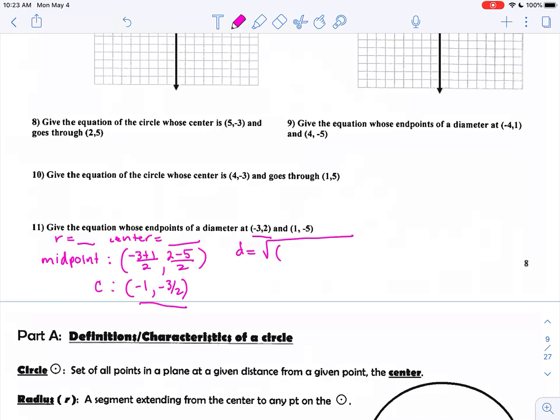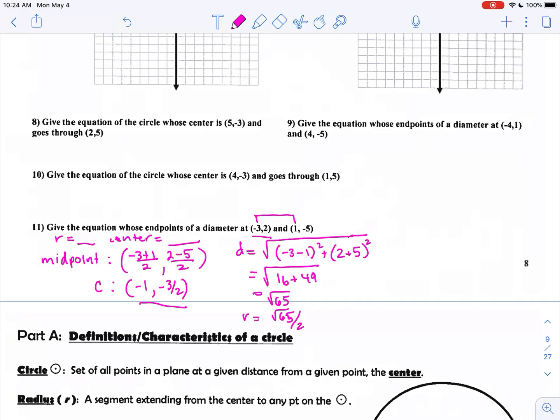So to do that, it's the change in x. You take the x coordinates and subtract them. So -3 minus 1 squared plus 2 minus -5, or plus 5, squared. So we get -3 minus 1, which is -4, squared is 16, plus 49, which gives us the square root of 65. So if I'm looking for the radius, which is half the diameter, that's radical 65 over 2.